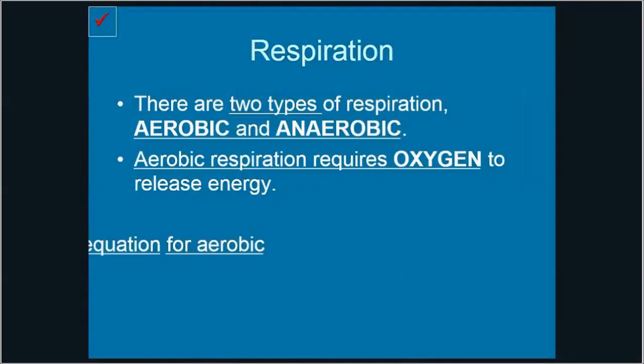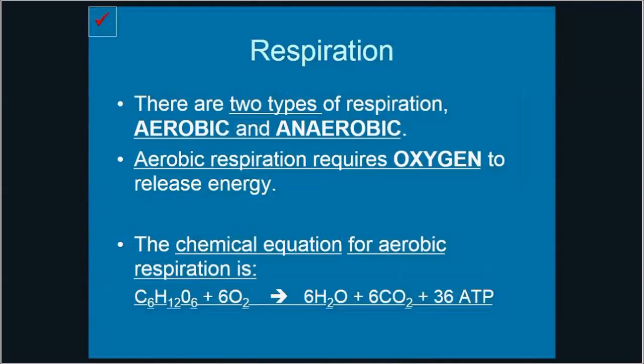There are two main types of respiration, and they are aerobic and anaerobic. Aerobic respiration requires the use of oxygen in order to release the energy. The chemical equation for aerobic respiration is basically the opposite of photosynthesis. So the reactants this time are going to be glucose and oxygen molecules, and they're going to be broken down into the products of water, carbon dioxide, and energy.